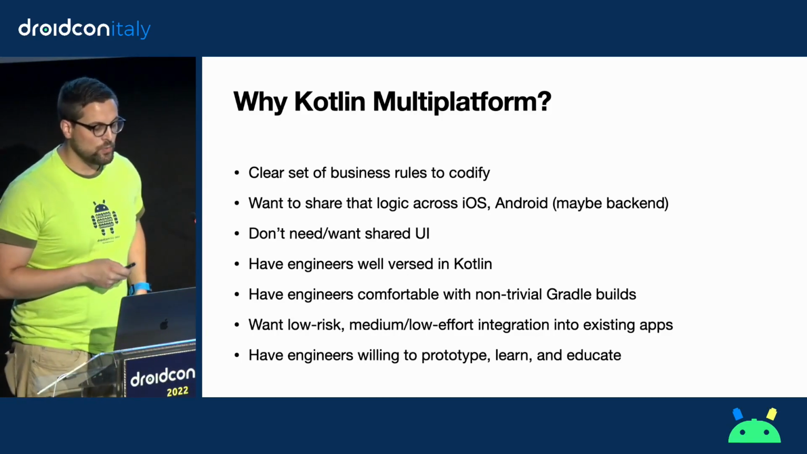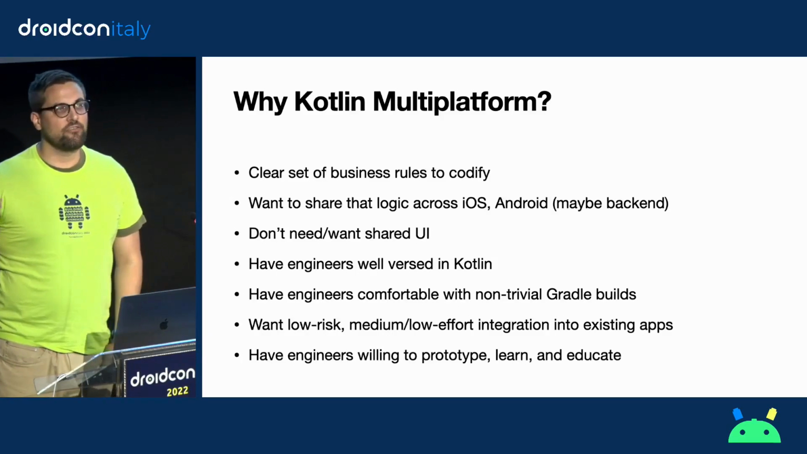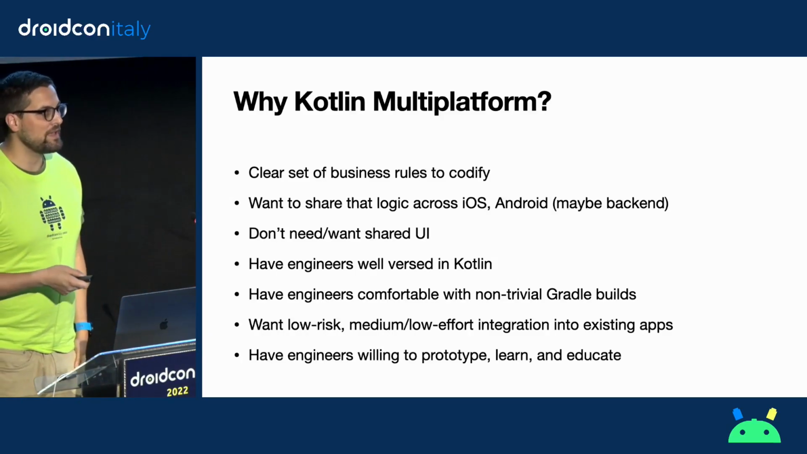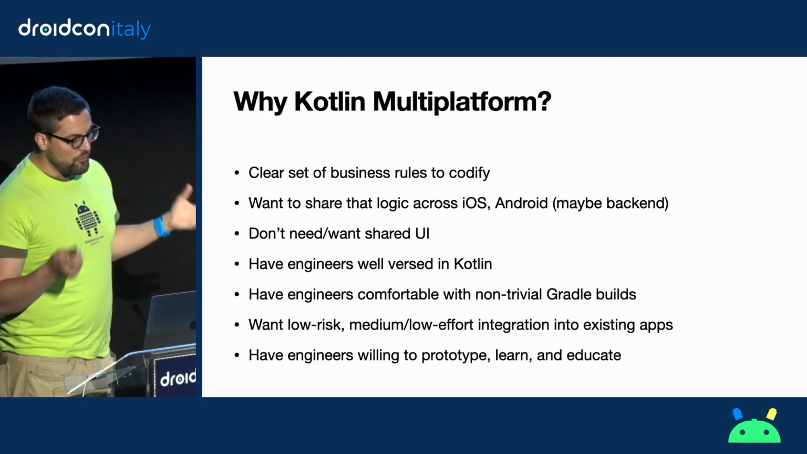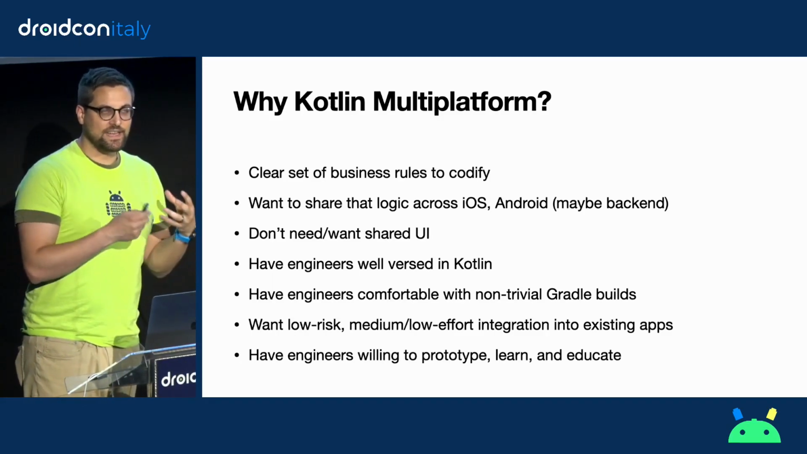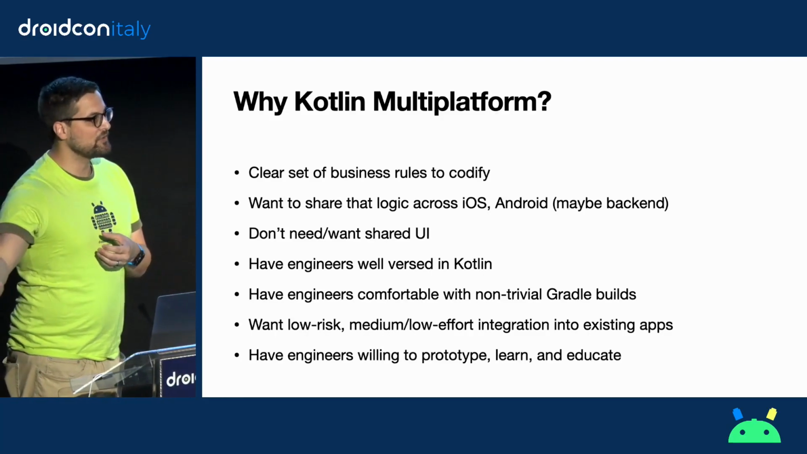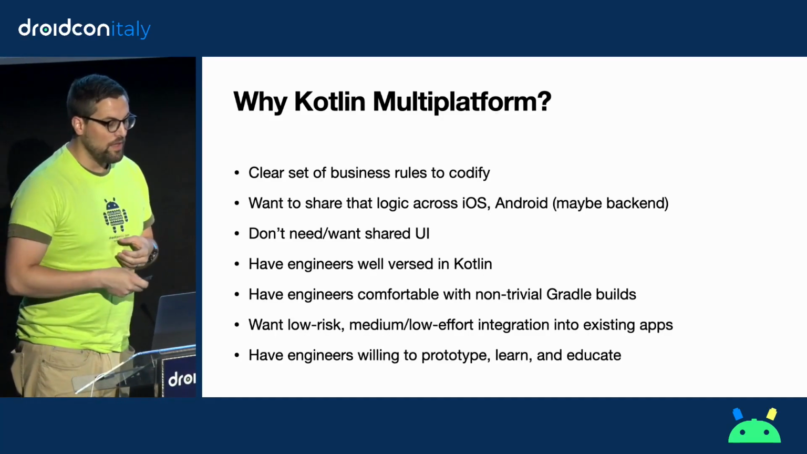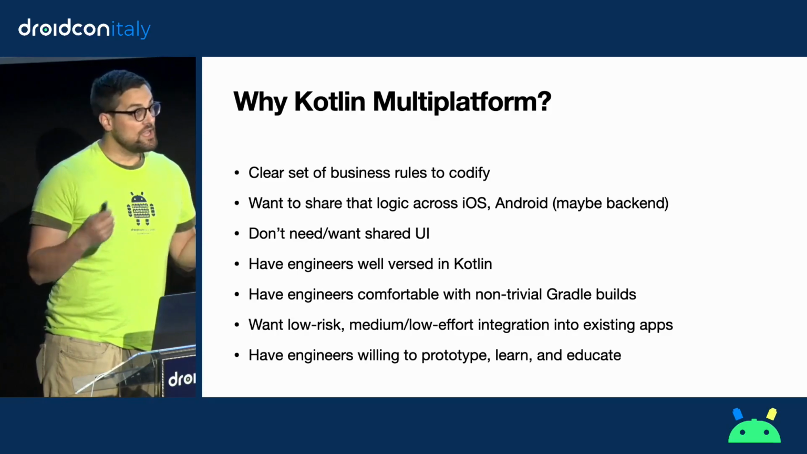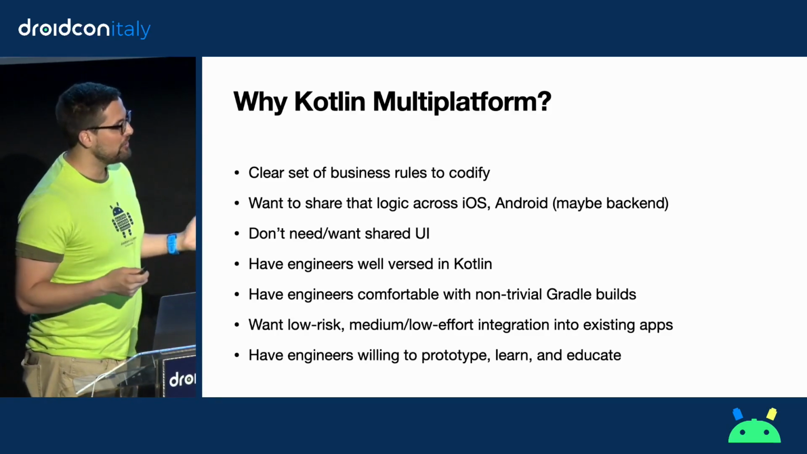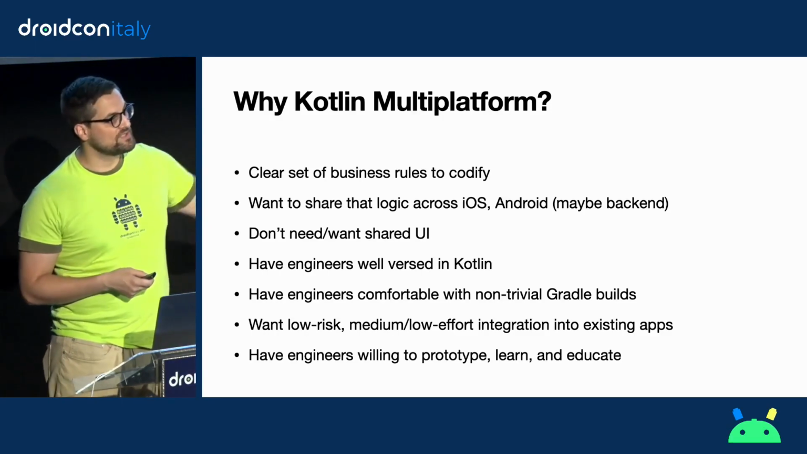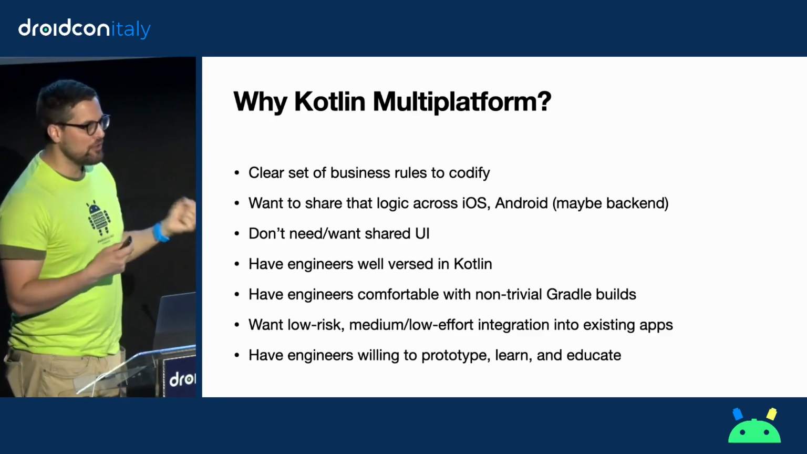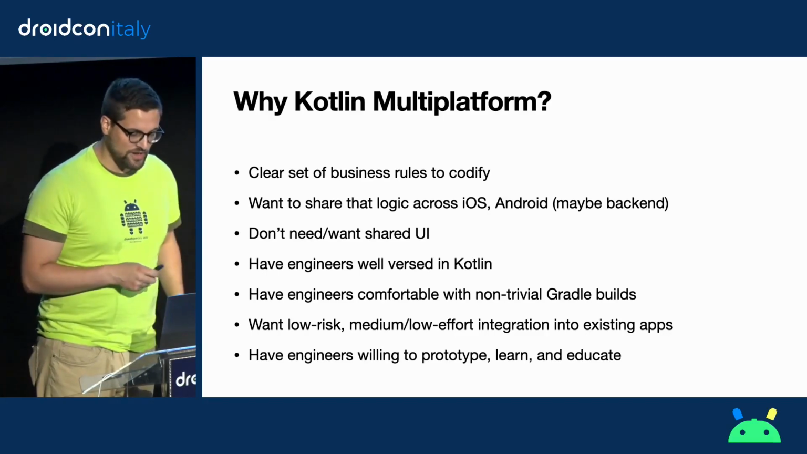And so for us, we ultimately said, yes, we think this will work for us. Here's a handful of the reasons why. We had this clear set of business rules to codify, so we had a very clear idea of what we wanted to build. We knew that we wanted to share logic across iOS and Android, but also could see use cases for sharing it on our back end as well. We didn't want or need shared UI for analytics. We also didn't want it if we again started to think about an N+1 solution. We weren't sold on needing UI, so that helped us rule out some other alternatives.